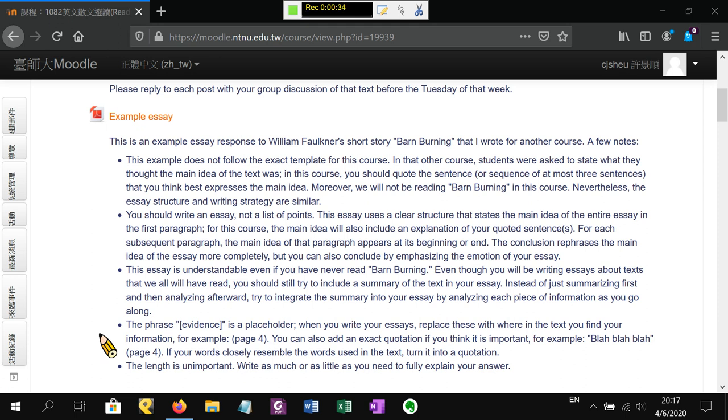It says the phrase evidence is a placeholder. And what I mean is, when you write your own essays, take out evidence and put in the actual evidence. So, for example, one way of doing this is you simply give me the page where this happens. Another way is you can give me a direct quotation from the text, which means that inside the quotation marks, every word is identical to the original text. And you also still have to give me the page where this appears.